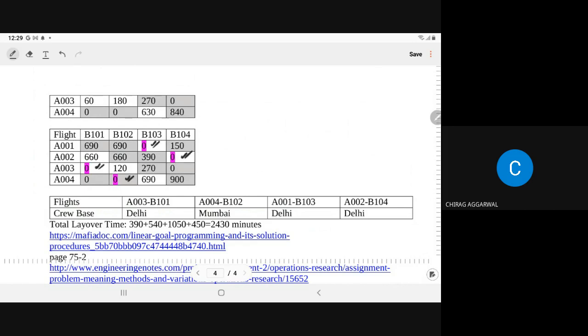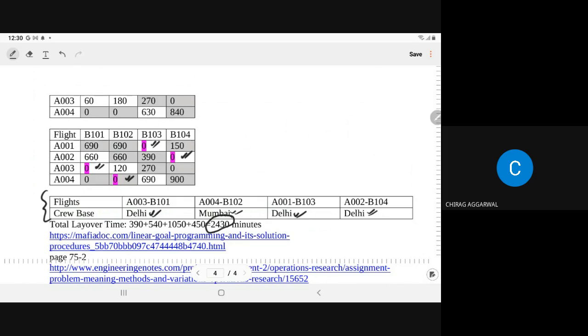So here we have to take the flight schedule as A003. The crew member from A003 will come back by B101. The crew member of A004 will come back by B102. And here the crew base stations are Delhi, Mumbai, Delhi, Delhi. So the total layover time will be 2430.